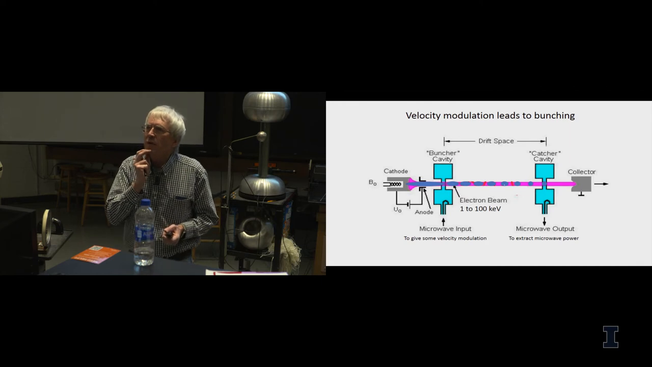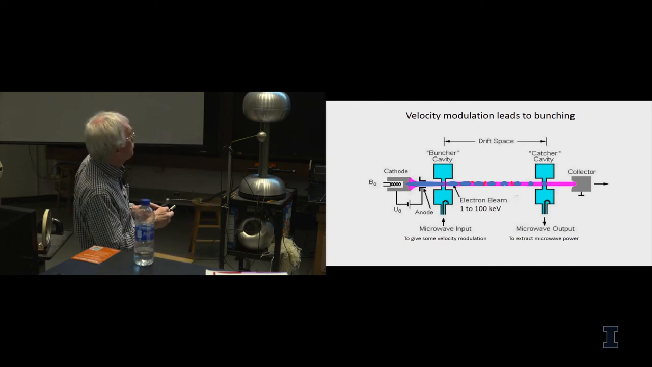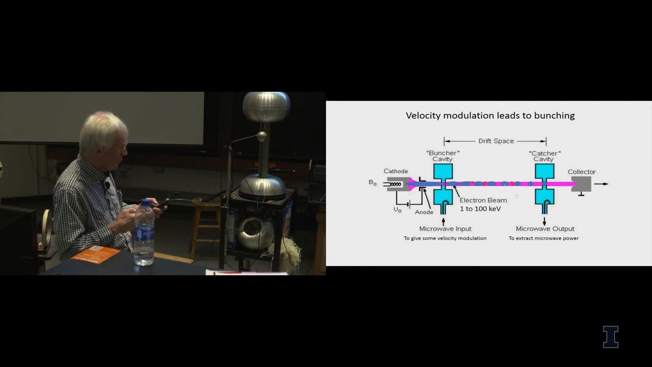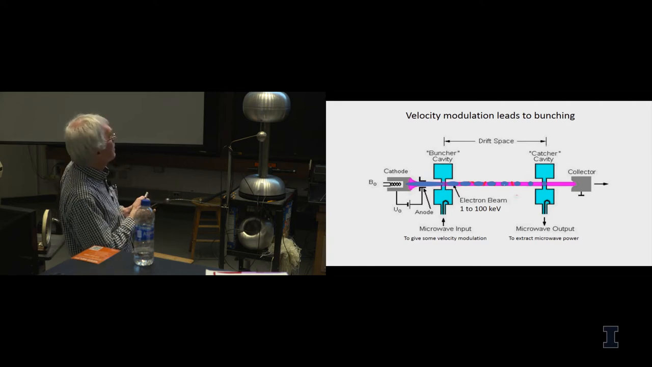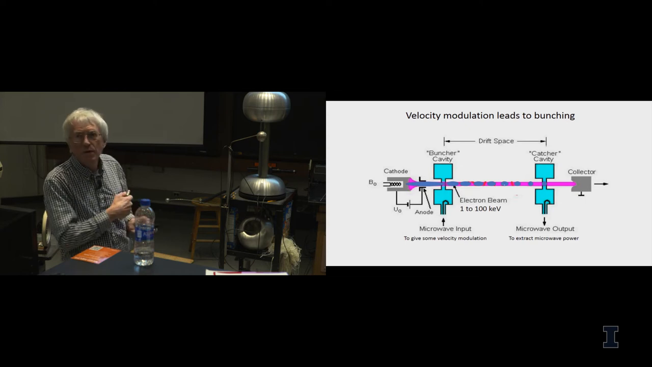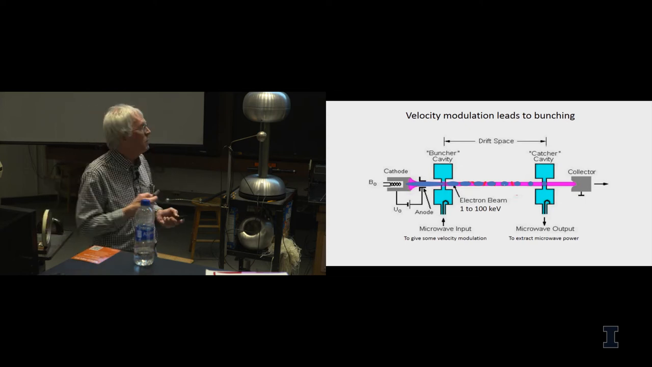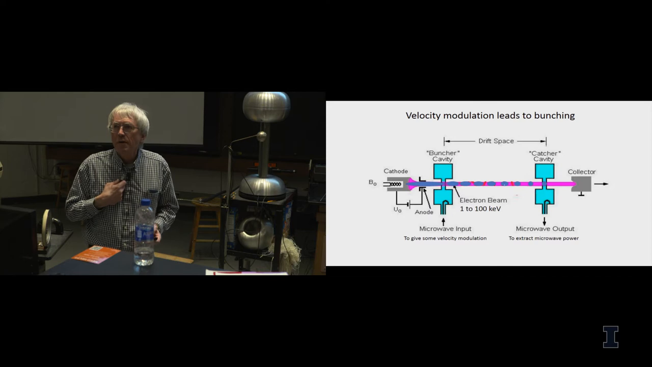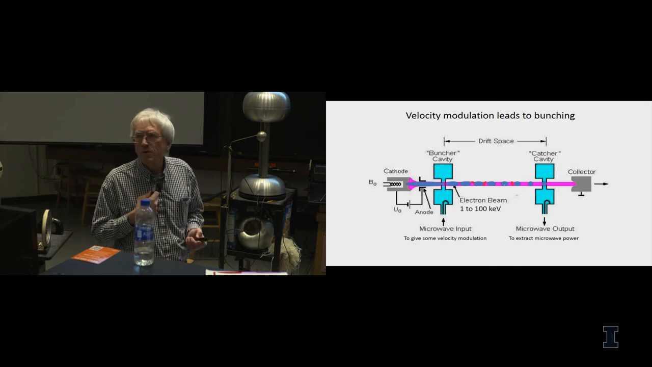And you could even go beyond that if you fool around with this collector right here and try to extract some of the energy by putting retarding potentials on that. So if you have megawatts of electron beam power, you can generate megawatts of microwaves this way.